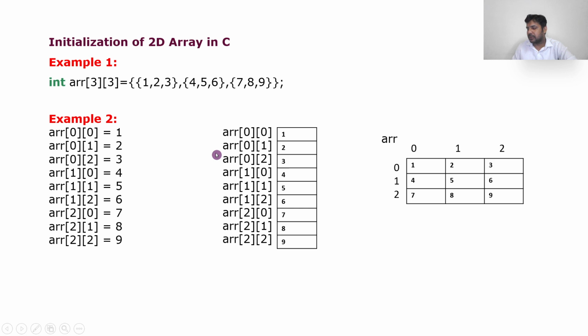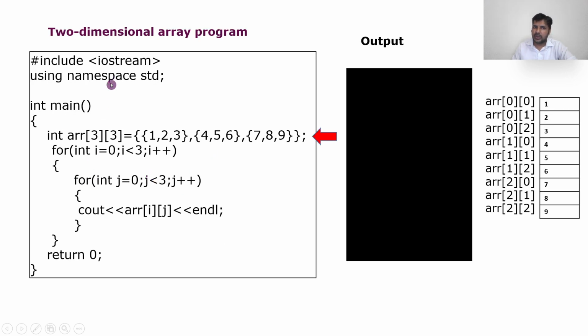Okay, so step by step we will see. First, I have taken a program. Okay, I have already initialized the values. So the values are already there. So you can see here 1 2 3 4 5 6 7 8 9. Okay, now when we took a single array, we used only one loop.